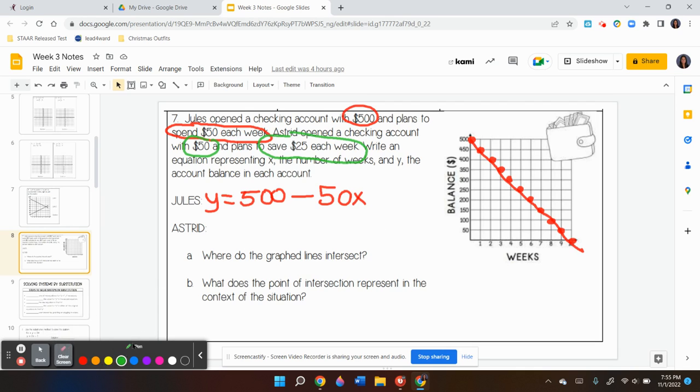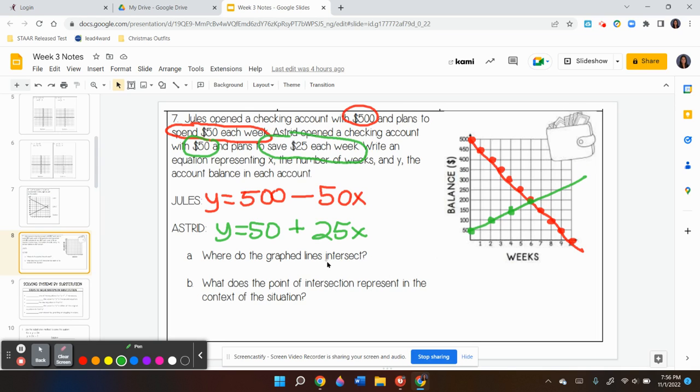Next, we're going to move on to Astrid. Astrid has $50 in his account, and he plans to save, which means add, 25 every week. Therefore, we're going to go to our y-axis, and we're going to start him at 50. Since he's saving 25 every week, if you notice your y-axis is going by 50s, so after 2 weeks, he will be at 100. 4 weeks, he'll be at 150. 6 weeks, he will be at 200. So here is Astrid's line.